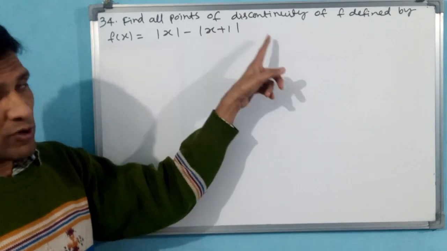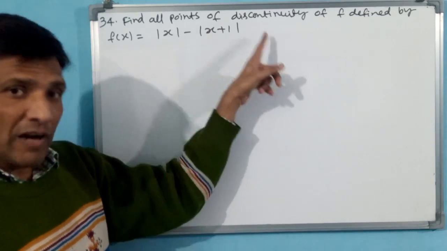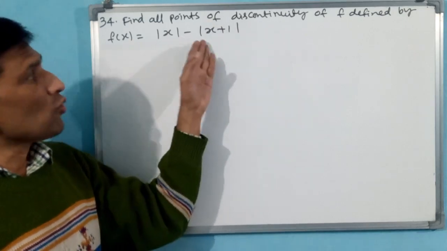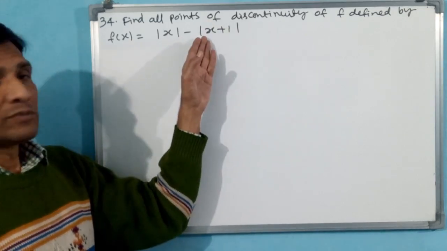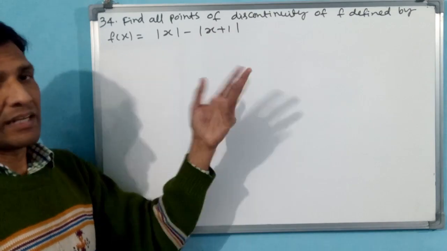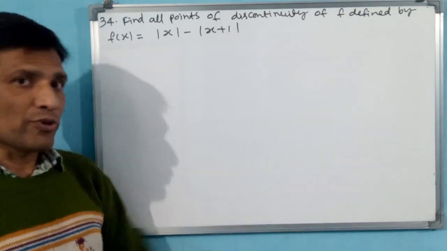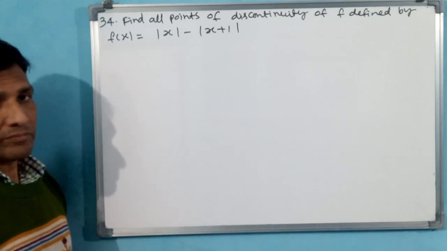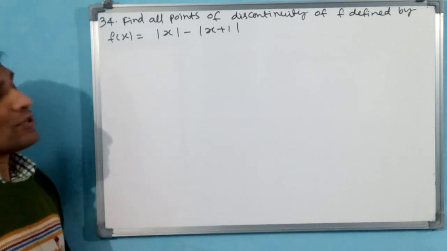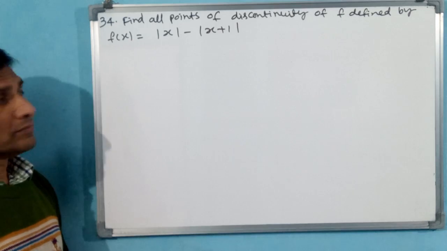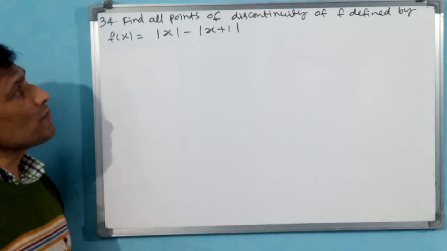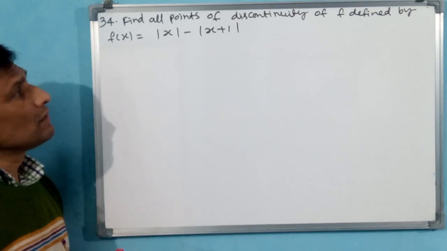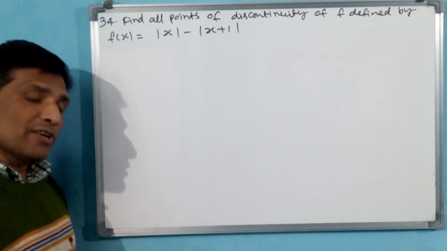For modulus x plus 1 also: 0, then 1 will come. Minus 1, then 0 will come. Minus 2, then 1 will come, because minus 2 plus 1 is minus 1, but after modulus 1 will come. 2 gives 3, and 1 gives 2. That means continuously it is giving values, so there is no point of discontinuity. Then how is it going to become discontinuous? This is not discontinuous. This is a continuous function only.